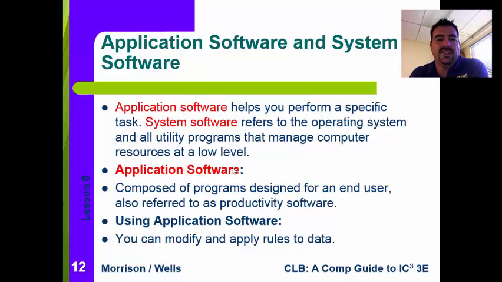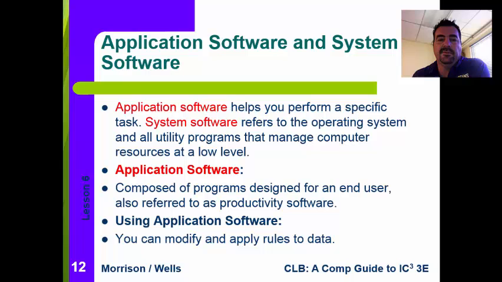Application software, just think of it as an app, okay, for an iPhone or something you would put on your computer. The system software is going to refer to the operating system and all the utilities that manage the computer's resources. And it says at a low level, which basically means smaller parts, like maybe I want to change the brightness of my screen. Well, that's a system setting. It's a utility program that allows me to change that.